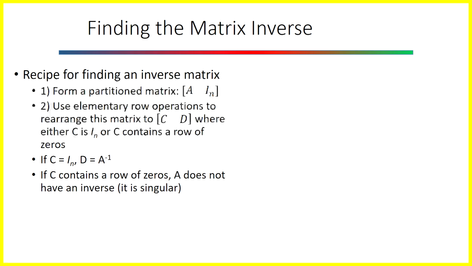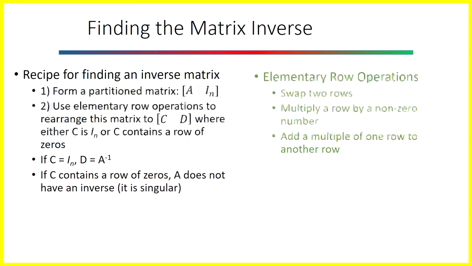Alright, clearly the elementary row operations are very important to this process, so let's first get a reminder of our elementary row operations. Our elementary row operations allow us to make three different modifications to a matrix or a system of equations. We can swap two rows, we can multiply a row by a non-zero number, or we can add a multiple of one row to another row.